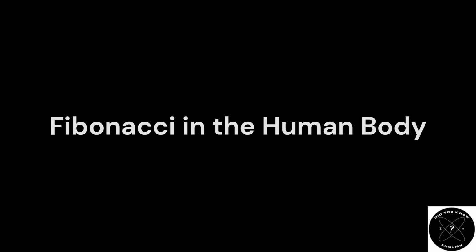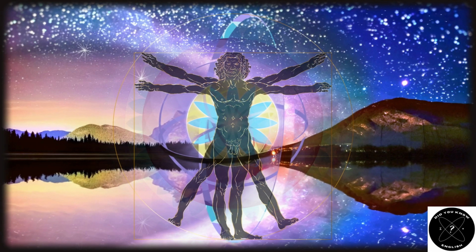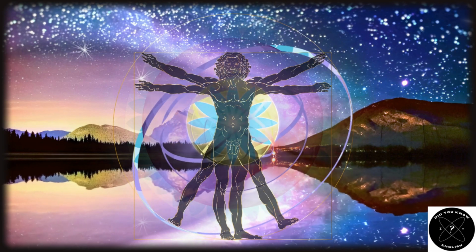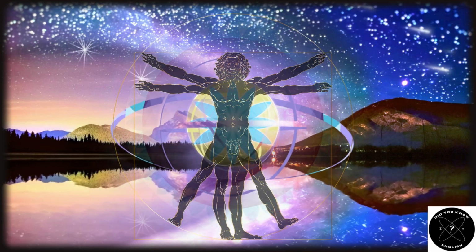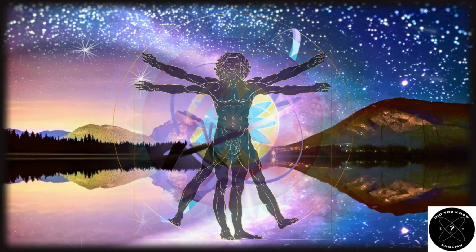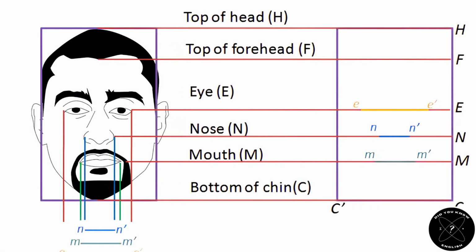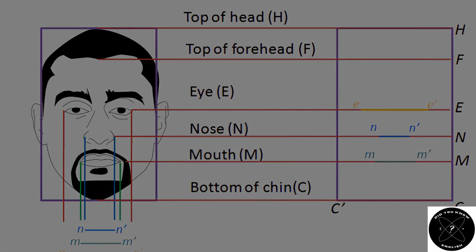Fibonacci in the human body. Now, let's take a closer look at ourselves. The Fibonacci sequence can be found in the proportions of the human body. For example, the length of each segment of your fingers, from the tip to the knuckle to the wrist, follows the golden ratio. Even the structure of the human face aligns with Fibonacci proportions, which is why certain faces appear naturally more symmetrical and attractive.